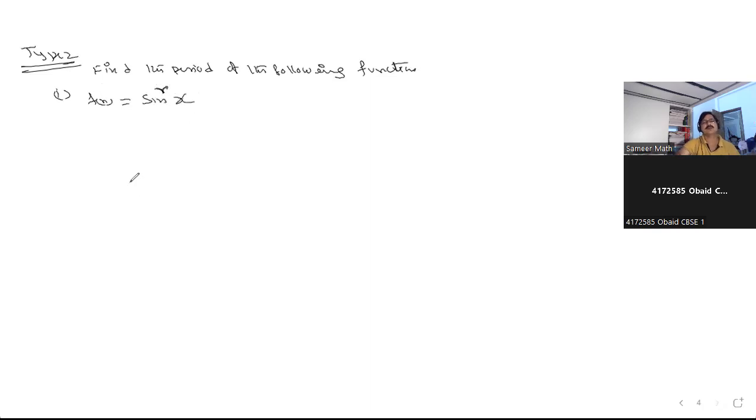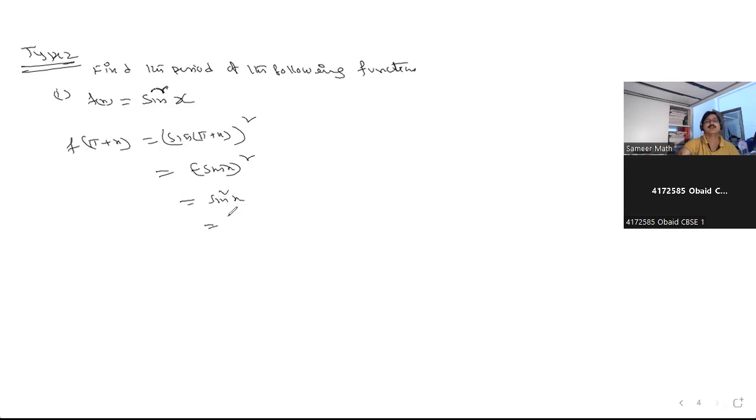What is going to happen? In this case, don't take 2 pi. Generally the period of sine x is 2 pi, but squares are there, I mean even powers are there. Then you can take pi plus x. What happened here now? Sine of pi plus x is negative, but because of the even power, you will get the same thing, sine square x.